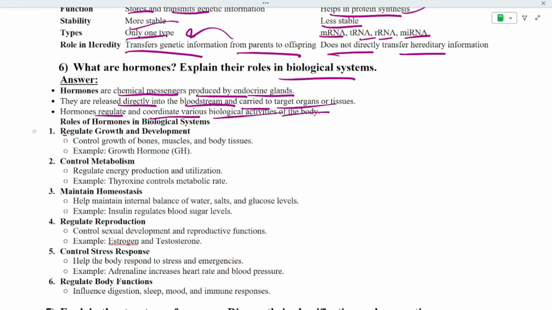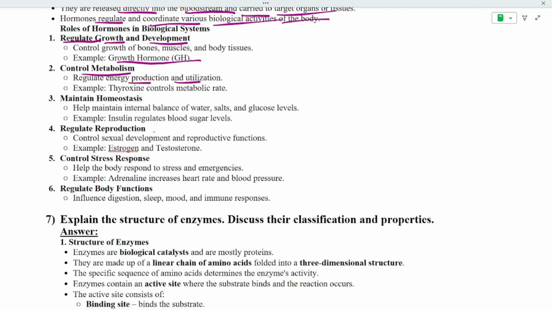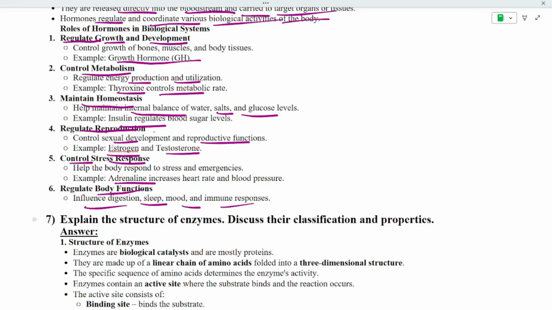What are the roles? They help to regulate growth and development, that is the growth hormone. They control metabolism, for energy production and utilization, with thyroxine controlling the metabolic rate. They maintain homeostasis, meaning the internal balance of water, salt and glucose level, with insulin regulating it. They control reproduction, with estrogen and testosterone controlling the reproductive function. Adrenaline is for stress and for body functions, digestion, sleep mode and immune responses also. The role of hormones is very important.